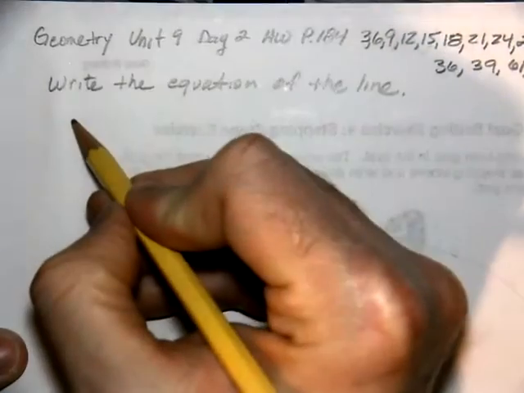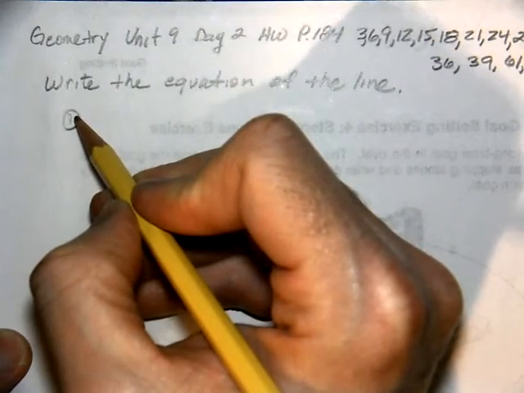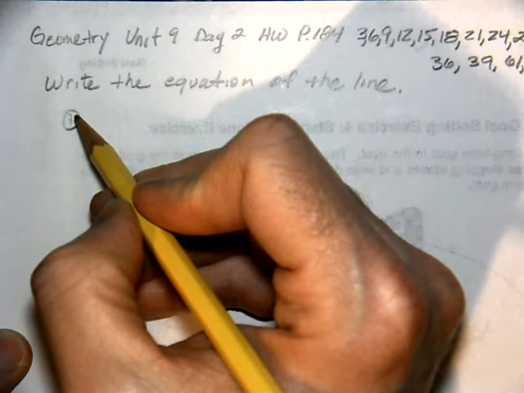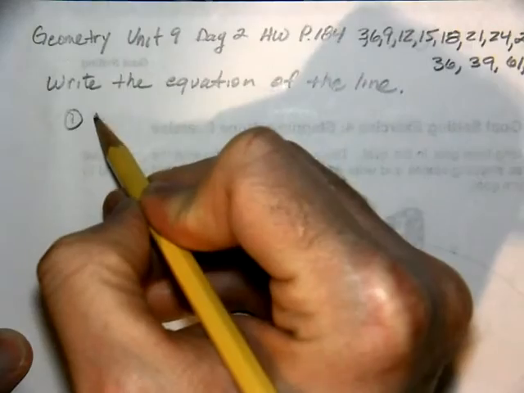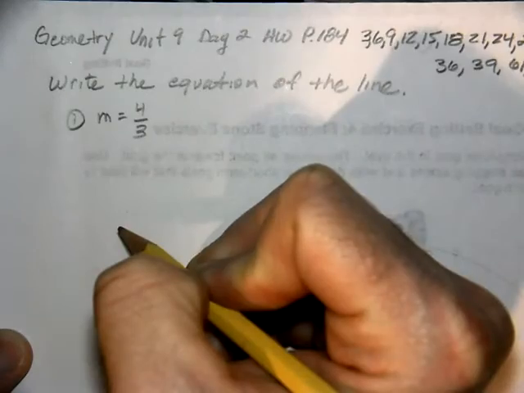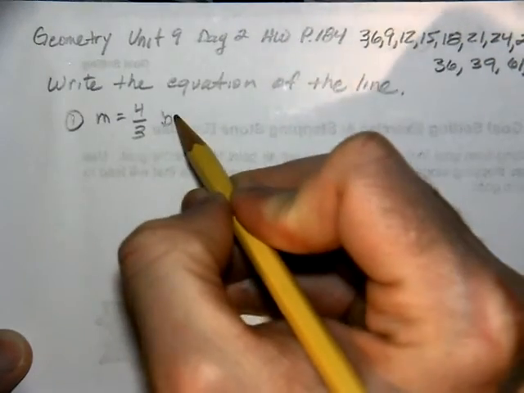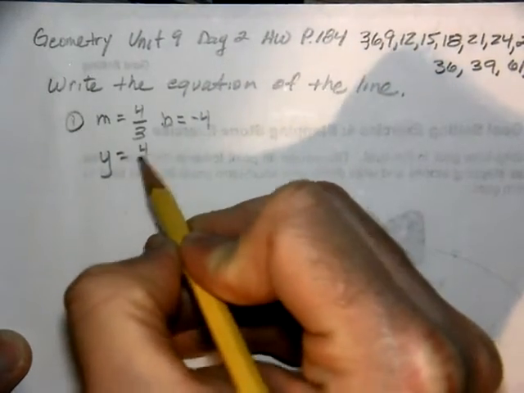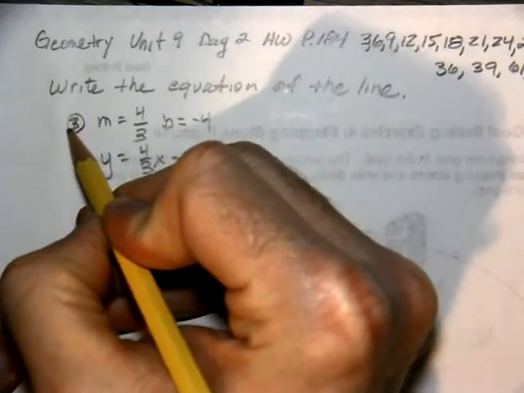Negative 3, 4, or 0, negative 4, and 3, 0. So number 1, we're working with a slope that is a rise of 4 and a run of 3. We have a y-intercept of negative 4. So our equation is going to be 4/3 x minus 4. That was actually number 3.